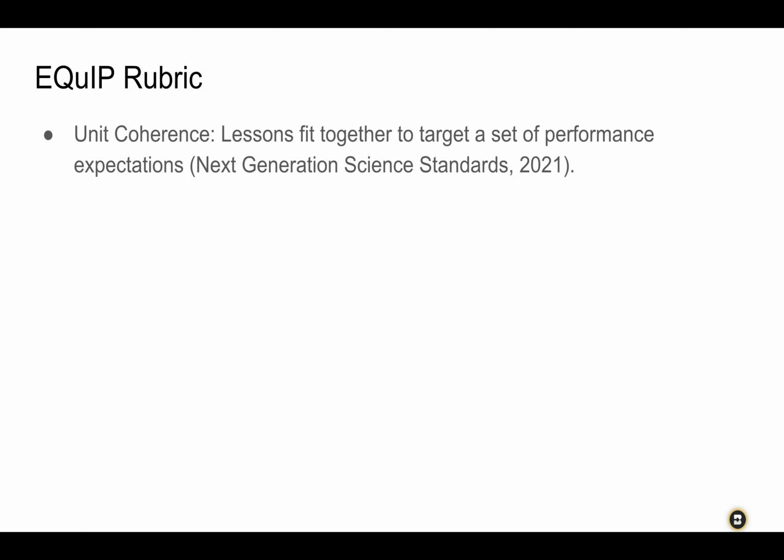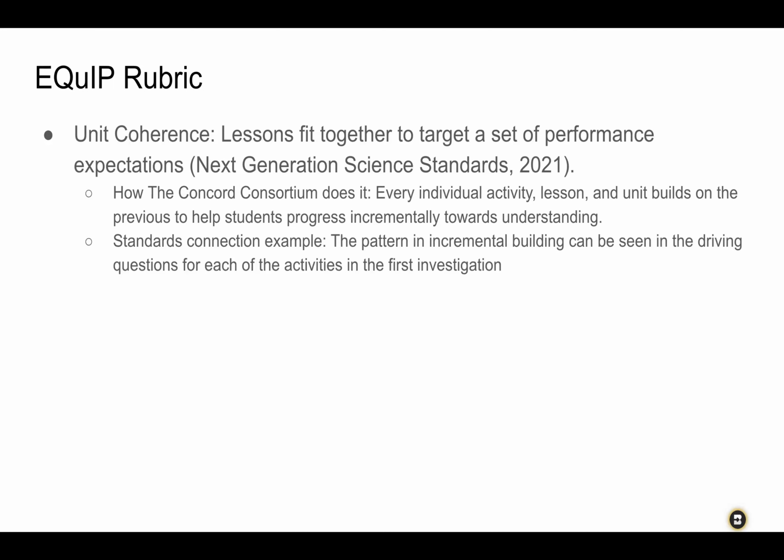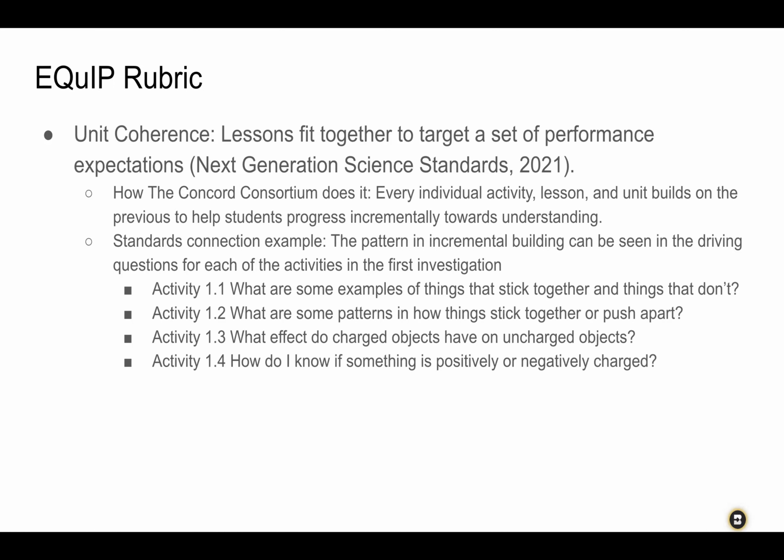Unit coherence. The next criterion is that lessons need to fit together to target a set of performance expectations. How the Concord Consortium does it: every individual activity, lesson, and unit builds on the previous one to help students progress incrementally towards understanding of these topics. The example: the pattern in incremental building can be seen in the driving questions for each of the activities in the first investigation. If we look at these driving questions, we can see how they build on each other.